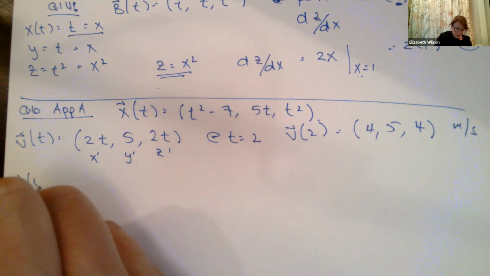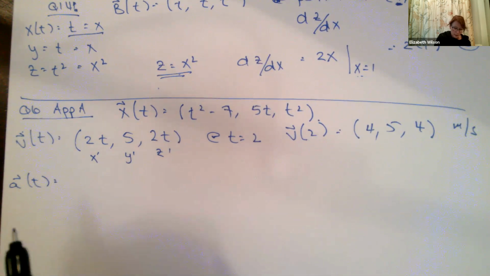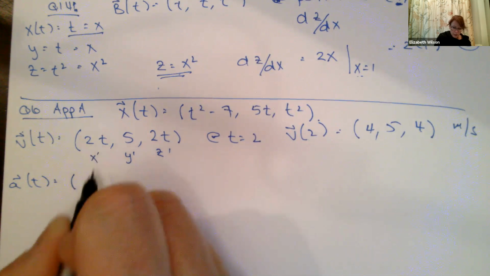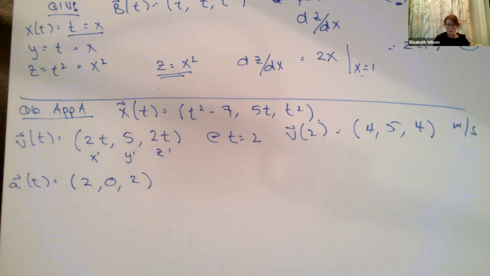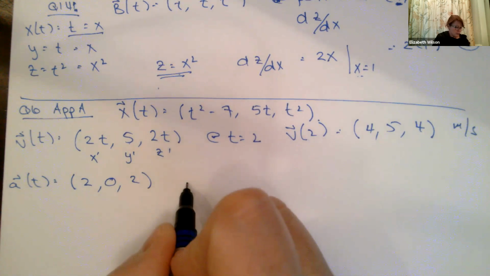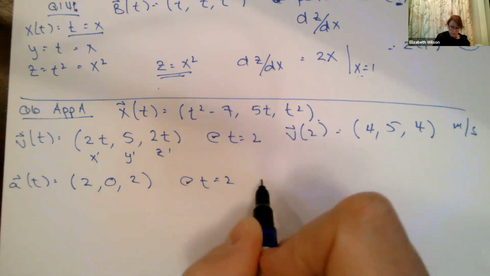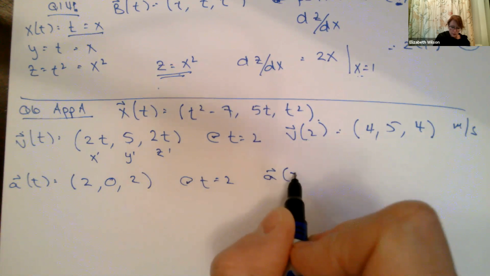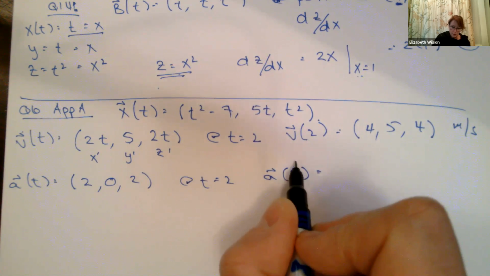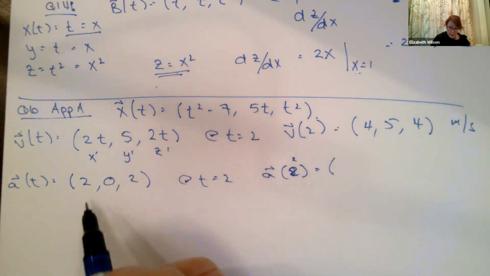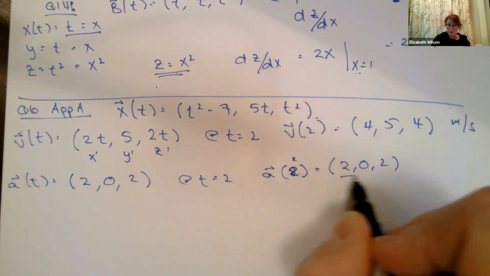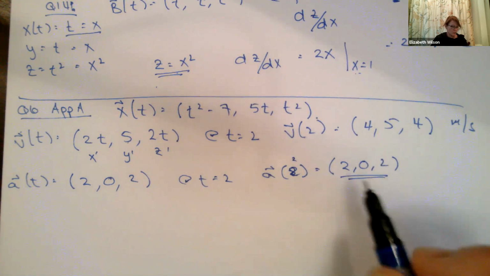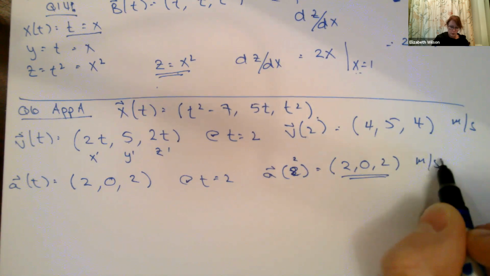Our acceleration is our derivative of our velocity. So I take the derivative of 2t, I get 2. Derivative of 5 is 0. Derivative of 2t is 2. And this is at t equals 2, which is my acceleration at 2. Wherever I see a t, there's no place to plug in a t. So my acceleration is constant at all times. Acceleration is constant, meters per second squared.